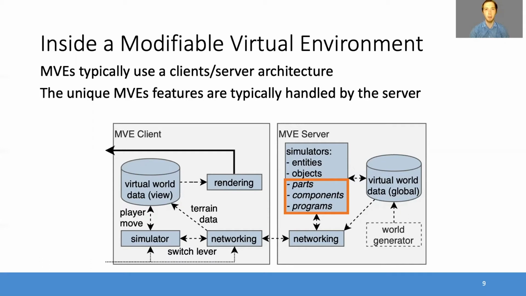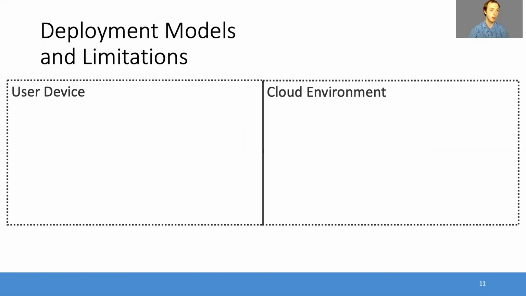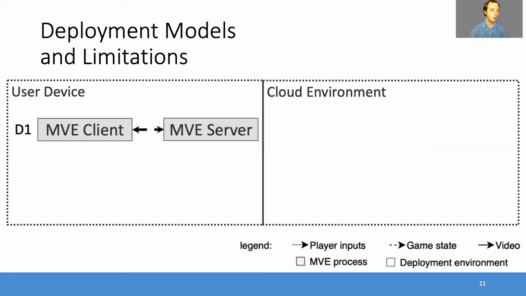This can be problematic because it makes the server more complex, and simulators are asked to compete for resources with the other components in the server. There are three common ways of deploying MVEs, but these do not address this issue. First, if a player has sufficiently powerful hardware, they can run both a client and a server locally. This requires the player to buy such hardware and then operate the game, which can be both expensive and complicated.